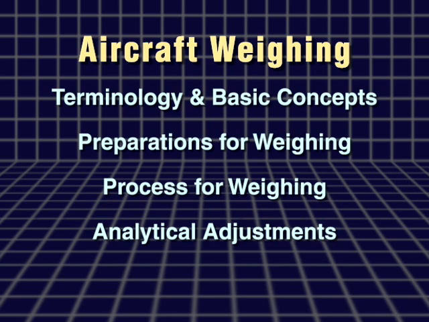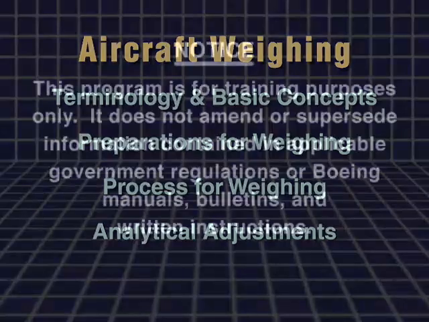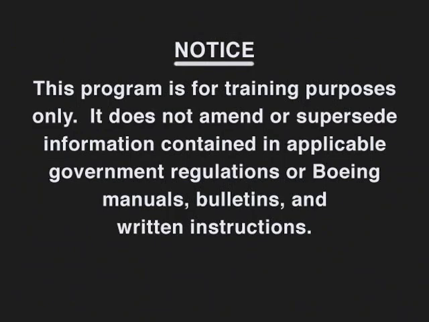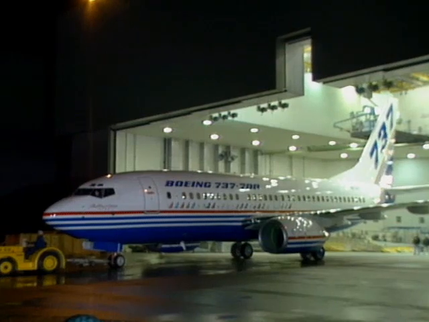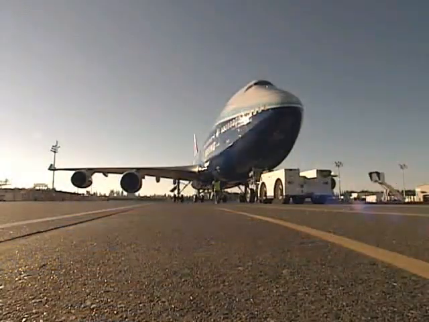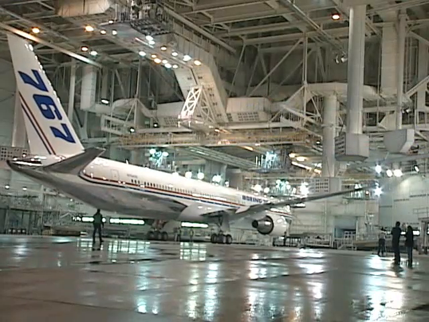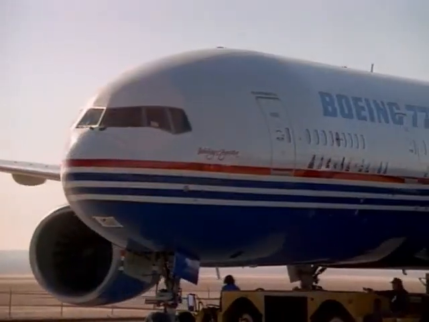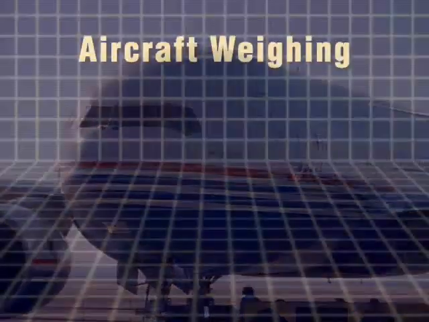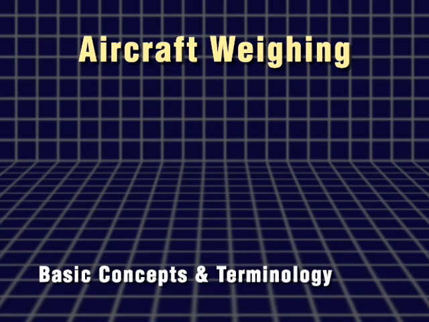and basic empty weight CG. We will begin with an introduction to help us understand the terminology and basic concepts of weight and balance. Then we will see preparations for weighing, including servicing of related systems, conducting an airplane inventory, moving the airplane to an appropriate location, and setting the airplane configuration. Next, we will show the weighing process using platform scales. And finally, we'll see the analytical adjustments you apply to determine the basic empty weight and the basic empty weight center of gravity.